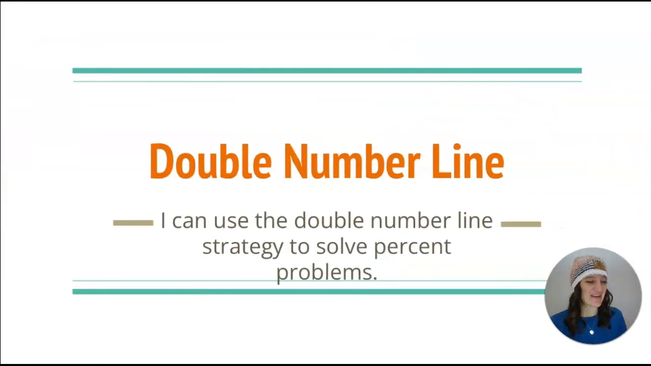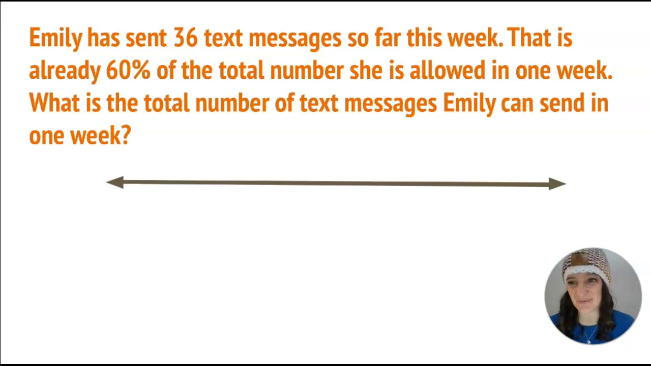Very cool. All right, so you've now done a few examples of using a double number line. I want to give you a chance to try it completely on your own with this question. Emily has sent 36 text messages so far this week. That is already 60% of the total number she's allowed in 1 week. What is the total number of text messages Emily can send in 1 week? Try it.